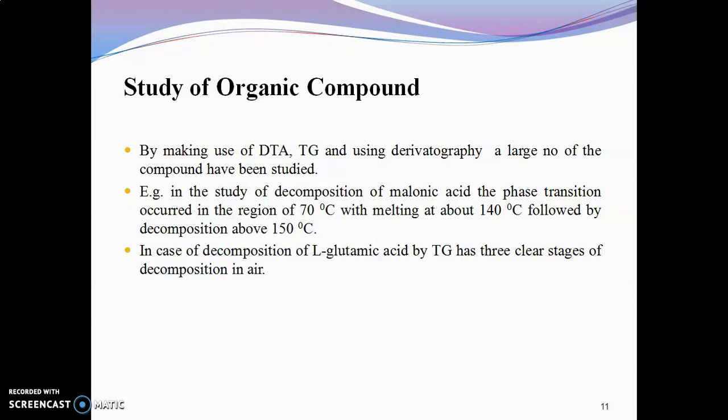Then study of organic compounds. By making use of DTA, thermogravimetry and derivatography, a large number of compounds can be studied. Example, in the study of decomposition of malonic acid, the phase transition occurred in the region of 70 degrees Celsius with melting at about 140 degrees Celsius, followed by decomposition above 150 degrees Celsius. In case of decomposition of L-glutamic acid, TG shows 3 clear stages of decomposition in air.